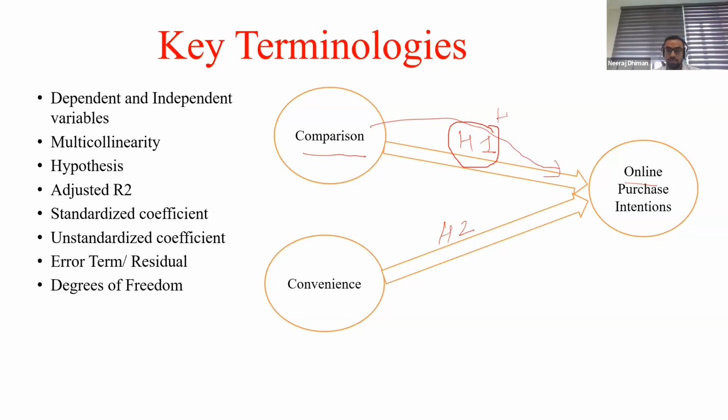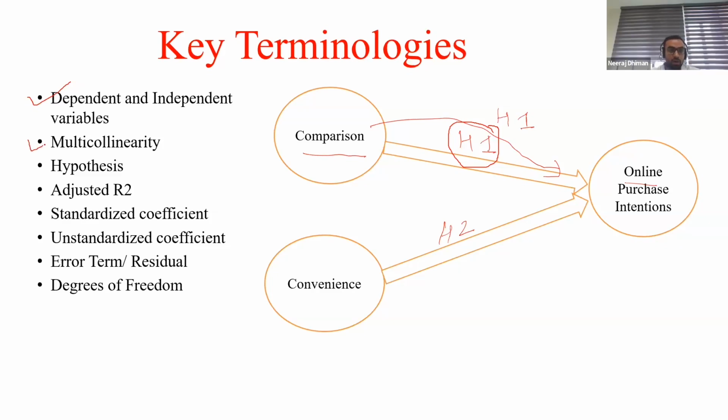This relationship of comparison with online purchase intention is called hypothesis one, and vice versa is the case. Before moving ahead to understand the calculations of regression, we need to understand some key terminologies that are used very widely in research papers. So the dependent and independent variables must be clear before we proceed further.